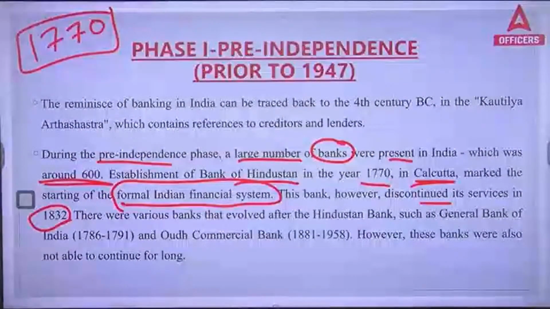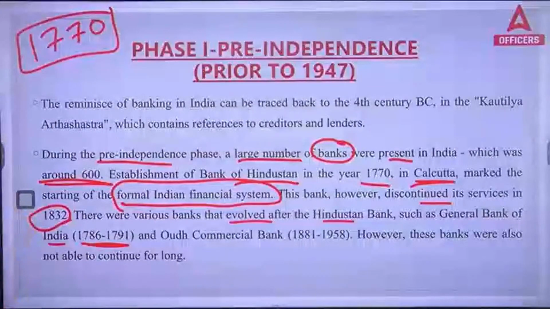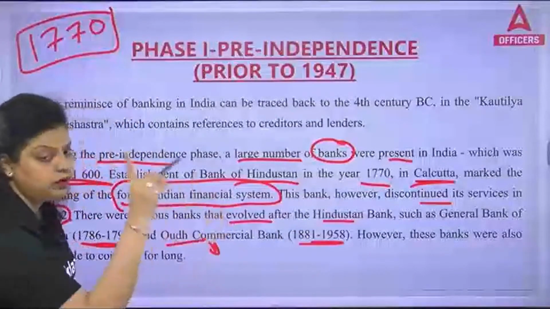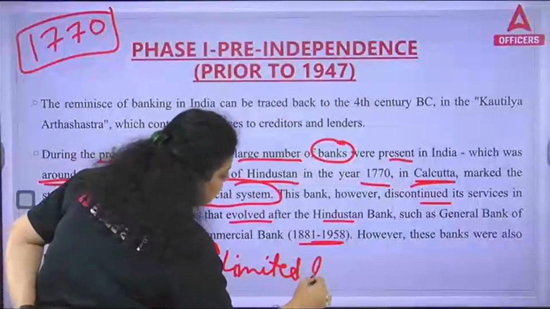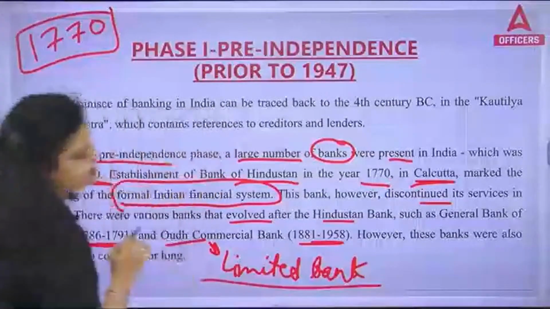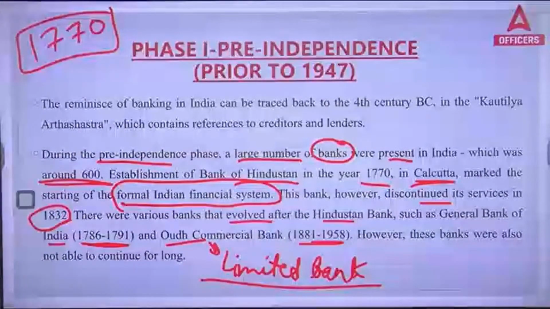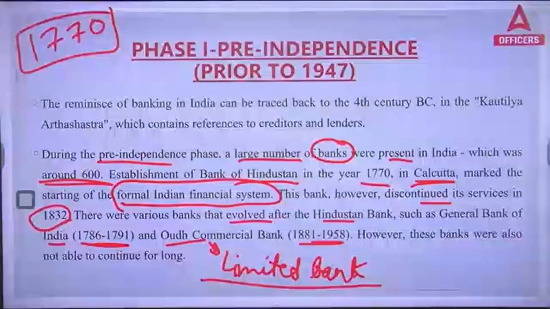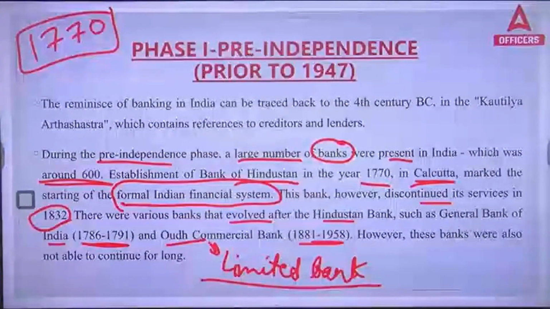Now next, there were various banks that evolved after the Hindustan Bank, such as General Bank of India, 1786 to 1791, Oudh Commercial Bank, 1881 to 1958. So this Oudh Commercial Bank was the first commercial bank of what? Of limited liability. This was the first bank of limited liability, and because of the same reason, this bank failed. Clear? Achha, do let me know what does this limited liability bank mean?